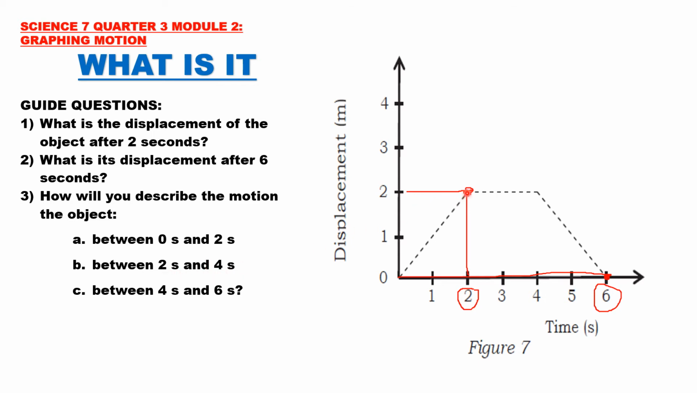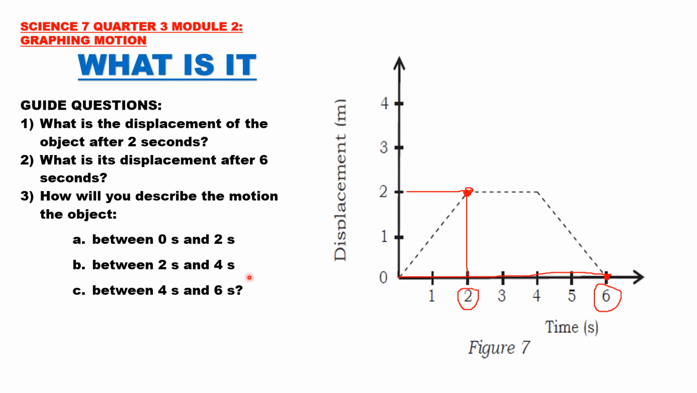Tingnan to. Ito yung 2 seconds, ito naman yung 4 seconds. Ano napansin nyo naman sa displacement? Meron ba nagbago? Tumaas ba? Bumaba ba? Or the same? So, sa 2 seconds to 4 seconds, ang displacement natin ay constant, hindi nagbago. Yan o, diretso lang siya.